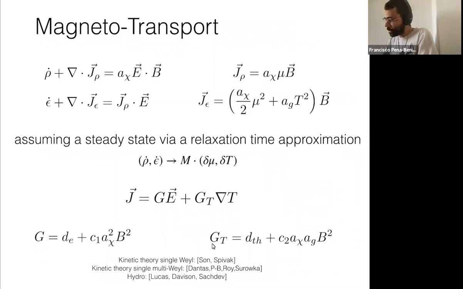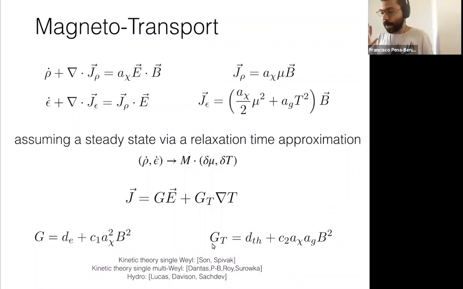Okay, let me now move to some of the signals we have related to the anomalous transport, okay? The most common one is the magnetotransport. I will not go into the details of how it's computed. I will just sketch and give you some idea of how the magnetotransport happens.